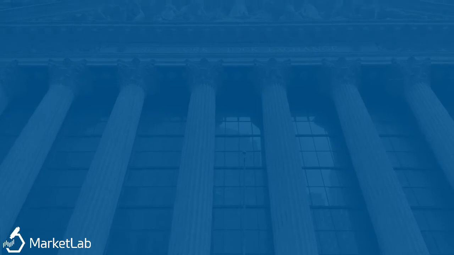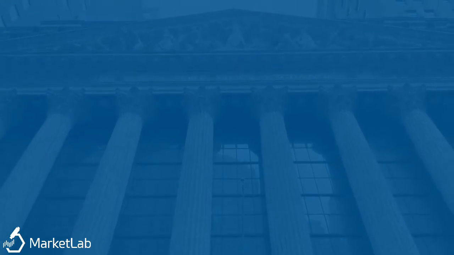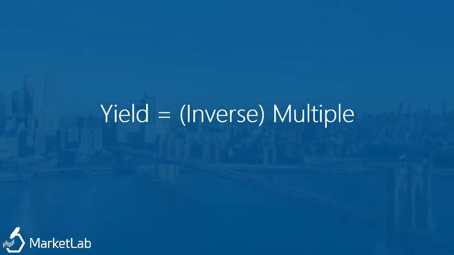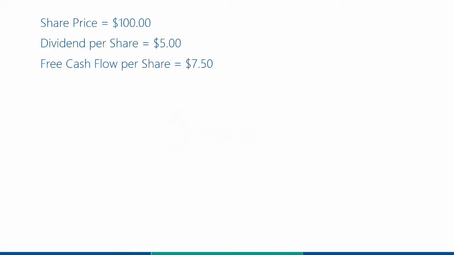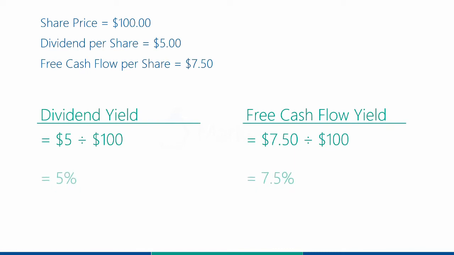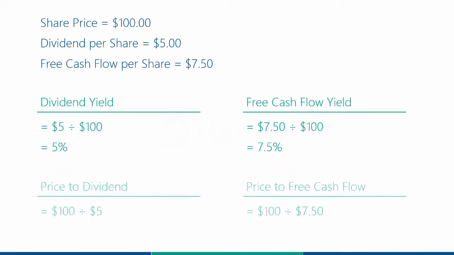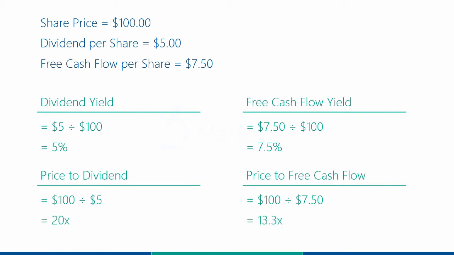Lastly, it's worth noting that there are a lot of investment metrics out there with the term yield that are basically inverted multiples. Note that a company that trades at a dividend yield of 5% or a free cash flow yield of 7.5% is also trading at a price to dividend of 20 times and a price to free cash flow of 13.3 times. Convention can be weird.